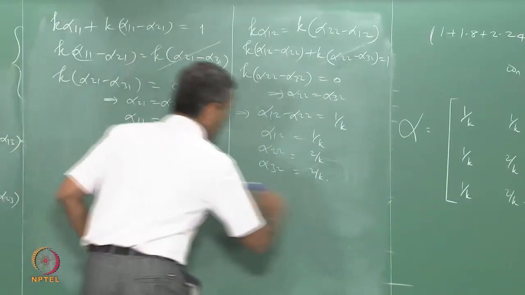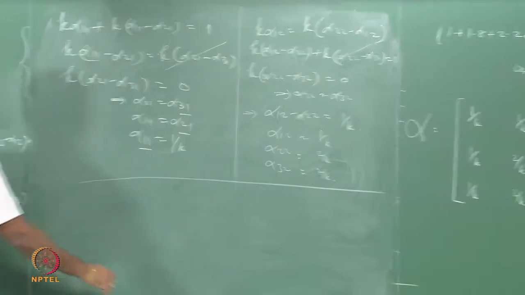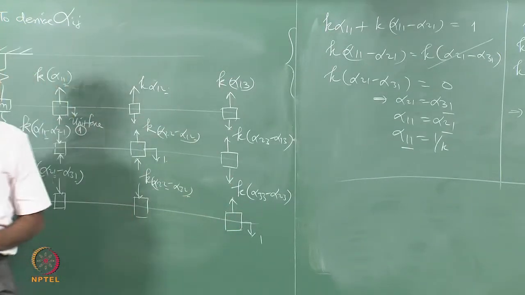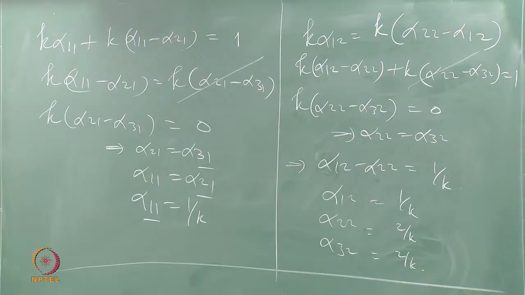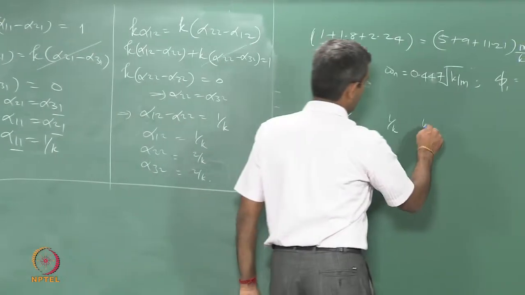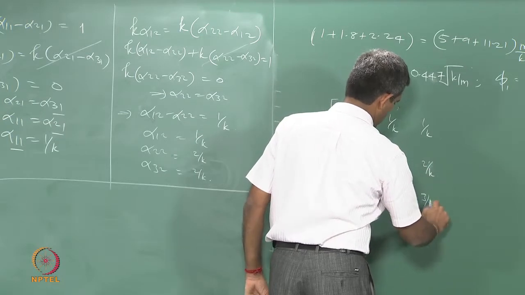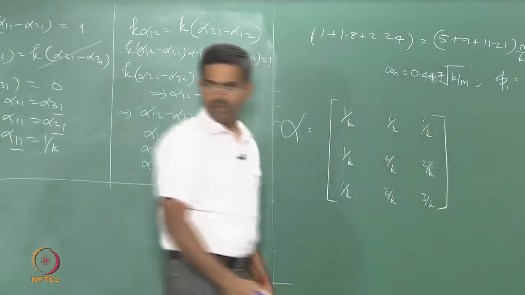Similarly, can you get me the value of the third column, writing the force equation for this third case, third column. So, it is going to be 1 by k, 2 by k, 3 by k, am I right?